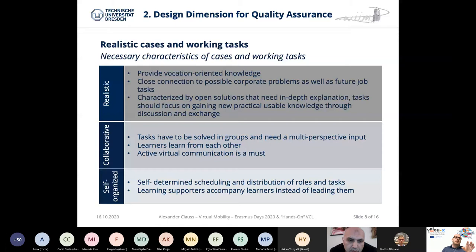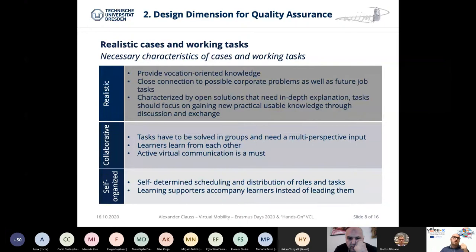To create such tasks, it's necessary to follow three characteristics. One, the task should be realistic. So it's necessary to provide vocation-oriented knowledge, with a close connection to possible realistic job problems. Those kinds of tasks are always characterized by open solutions that need an in-depth explanation. So the task should focus on gaining new practical, usable knowledge through discussion and exchange, and not on tasks that just call to say something is right or wrong. So it's more about discussion and exchanging knowledge.